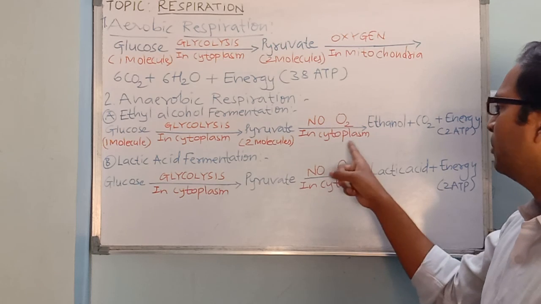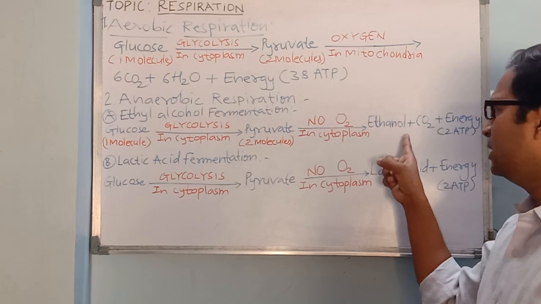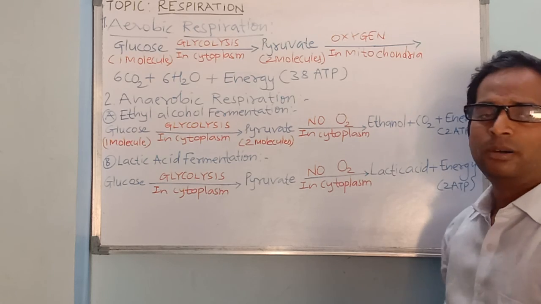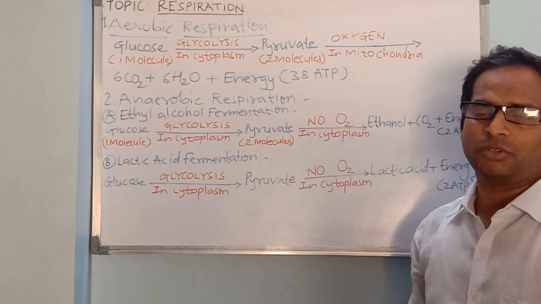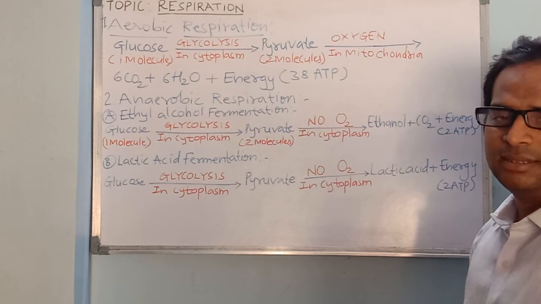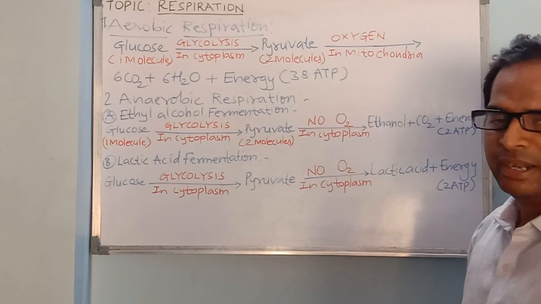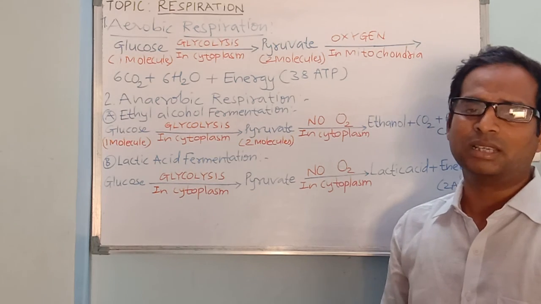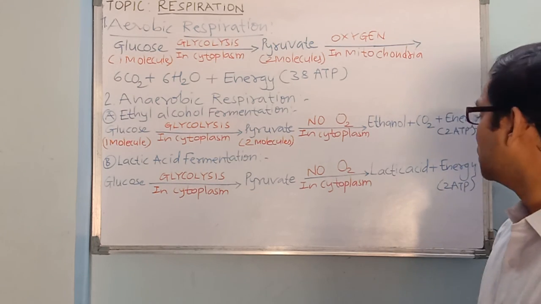This ethyl alcohol fermentation is found in yeast. You need to remember this example for ethyl alcohol fermentation and lactic acid fermentation. So ethyl alcohol fermentation is found in yeast and lactic acid fermentation is found in tapeworm. Then it is found in muscle cells which are starved of oxygen.